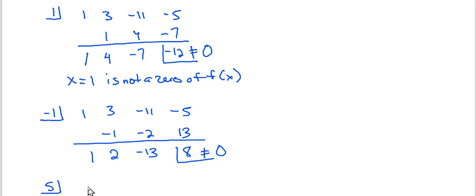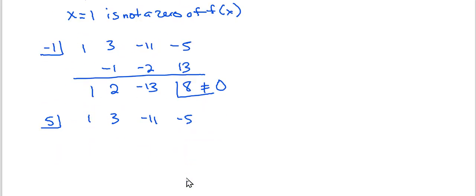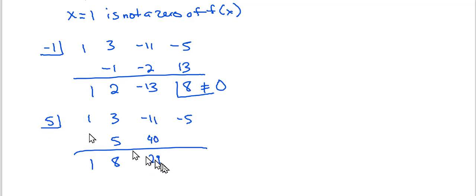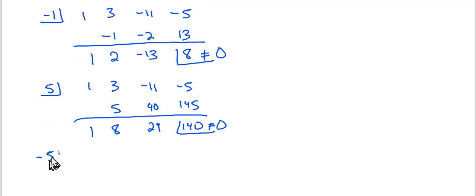Let's try 5. 1, 3, negative 11, and negative 5 are the coefficients. The 1 comes straight down. 1 times 5 goes here. It's 8. We multiply those, we get 40. Add those, we get 29. 5 times 29 is like what? Well, 5 times 30 would be 150, so 145. Add those, you get 140. Not 0. That doesn't work. I'm a really bad guesser, aren't I? Negative 5 is the only other possibility.